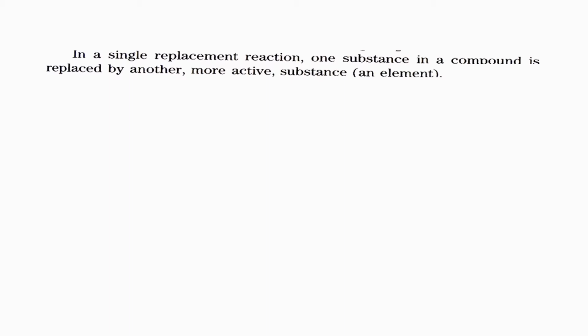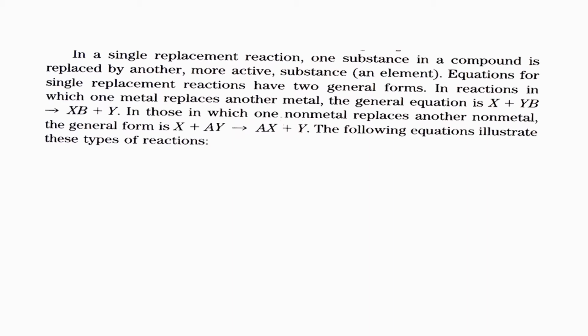In a single replacement reaction, one substance in a compound is replaced by another, more active substance, an element. Equations for single replacement reactions have 2 general forms. In reactions in which one metal replaces another metal, the general equation is X plus YB yields XB plus Y. In those in which one nonmetal replaces another nonmetal, the general form is X plus AY yields AX plus Y.